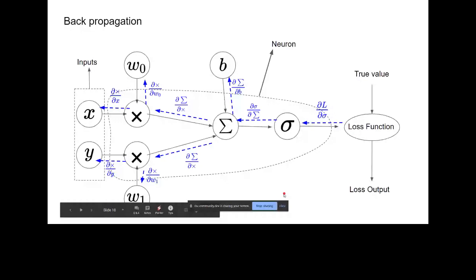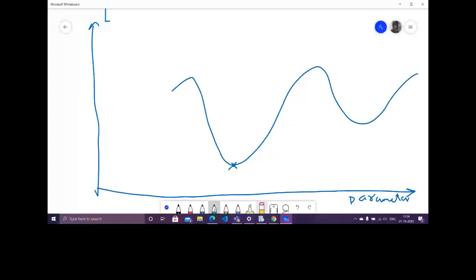So if I just remove this part here. I suppose I am currently in this position. My parameters have this value here. I want to somehow reach here. So I have found out the values of the gradients here, so I know in which direction to move now.